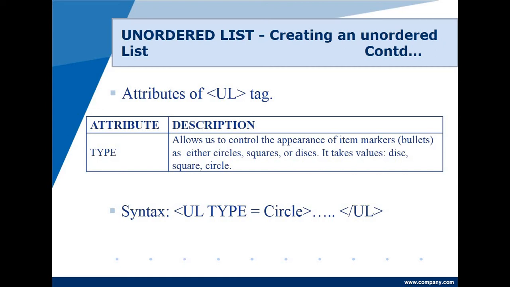And in type we have 3 values. It can be disk, it can be square, or it can be circle. So you can have any of these symbols or any of these bullets. Let's now check out how to execute this and what appearance of these symbols we get by adding the ul tag and by adding one of these values.